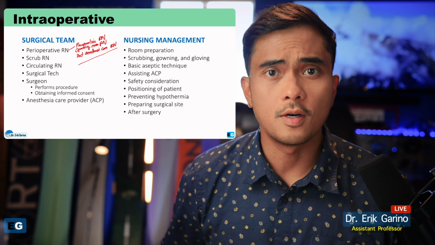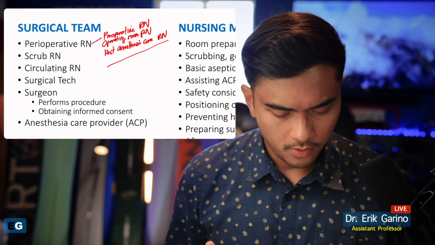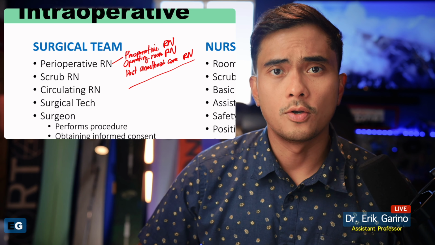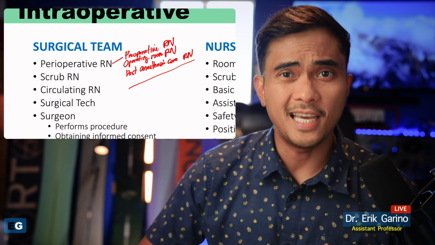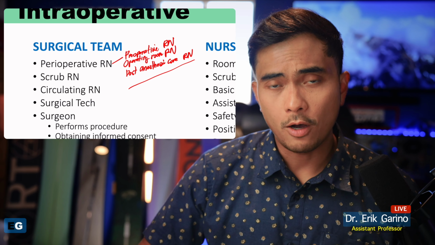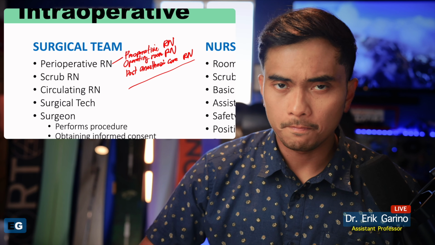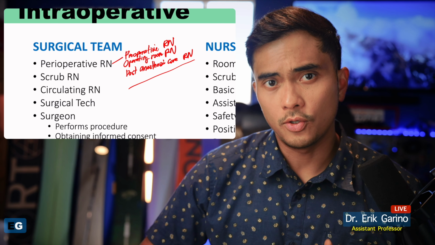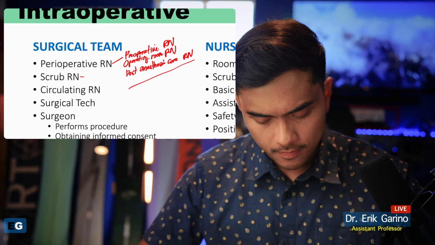All right, so the next one is the scrub RN. The scrub nurse follows the designated surgical hand asepsis procedure. They gown and glove in sterile attire and remain in the sterile field. As a scrub nurse, you assume functions that involve sterile activities.